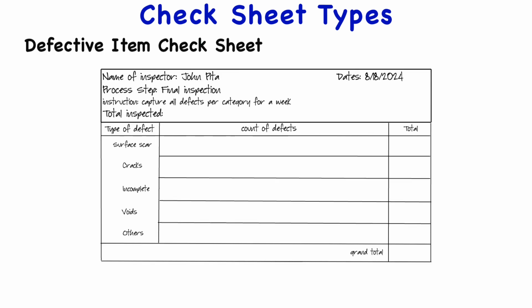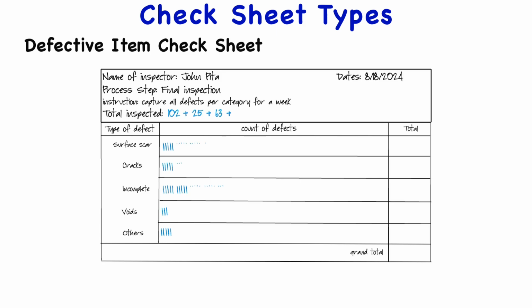The purpose of a check sheet is what defines the types. Here are 4 of the most common check sheets. Defective item check sheet. This type of check sheet is focused on capturing the kind of defects and their percentages. For example, this is a check sheet from a final inspection of a welding process.